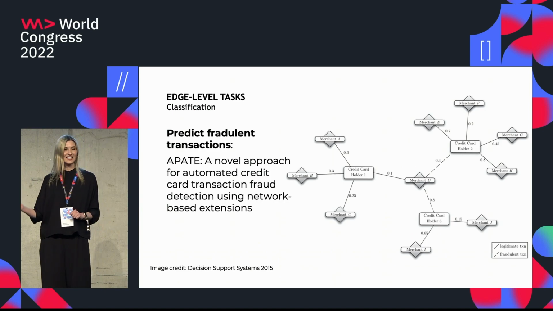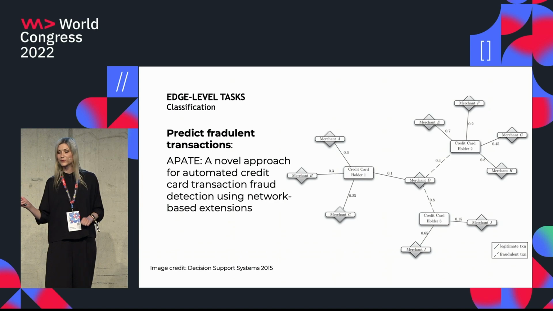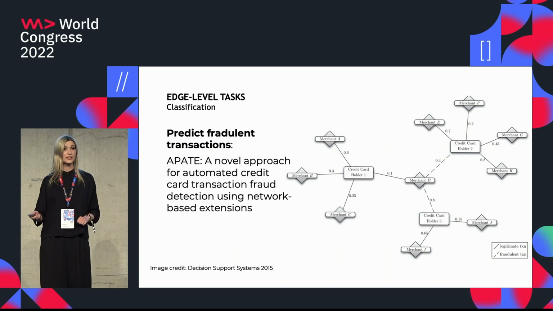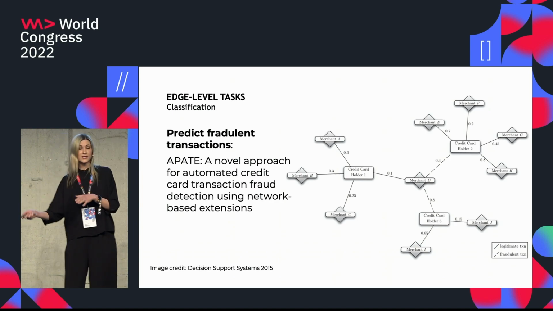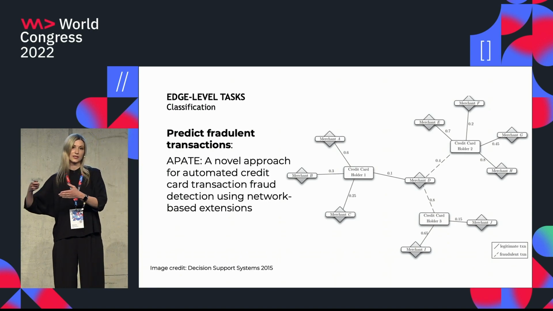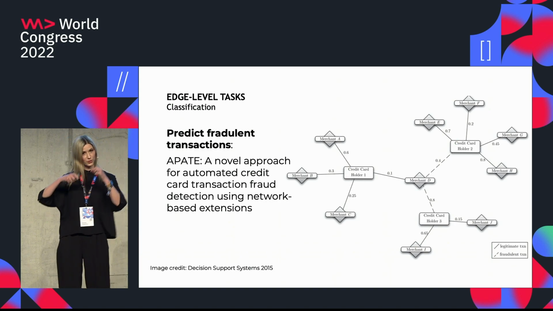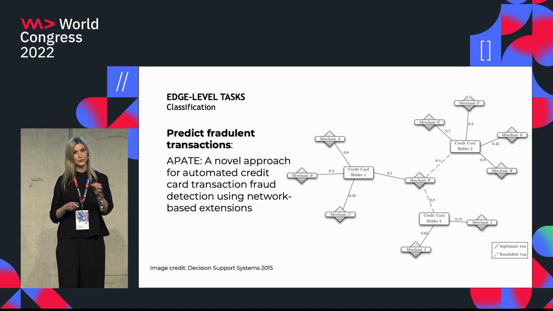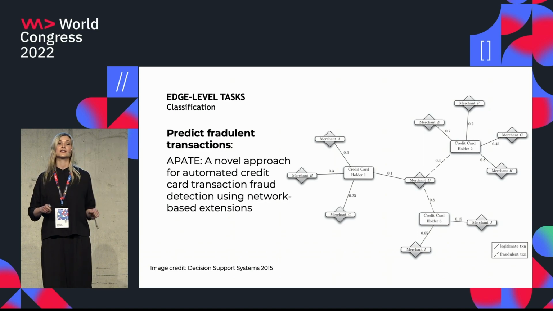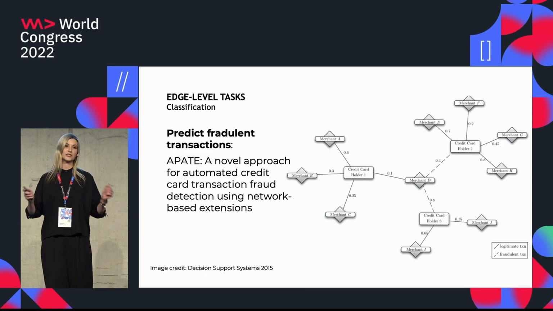So edge-level classification can be used to predict fraudulent transactions in banking. So in this case, we model our system as, we put merchants and credit card holders as the nodes of the graph. And we model the transactions as edges, and then we classify the edges, whether they're suspicious or not, right?